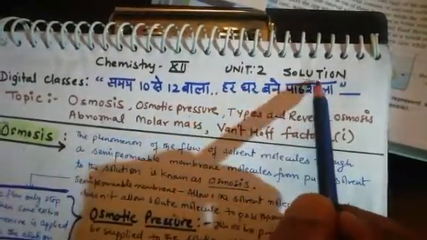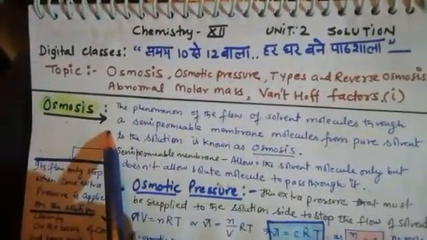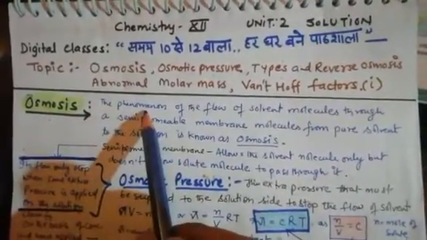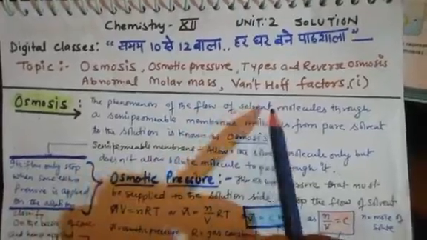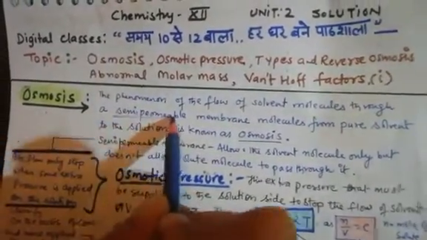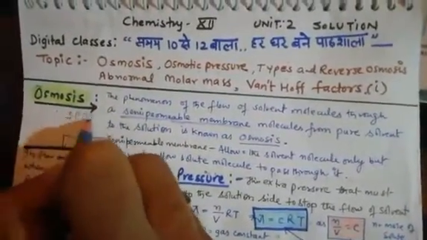This is Unit 2. We are doing the Solutions chapter. So let's start with osmosis. As we already did yesterday, once again, let's discuss the definition of osmosis first. It is the phenomenon of flow of solvent molecules through a semi-permeable membrane. It can be written as SPM, in short form, semi-permeable membrane, SPM.